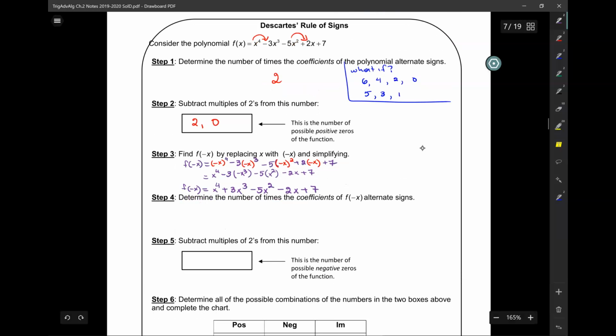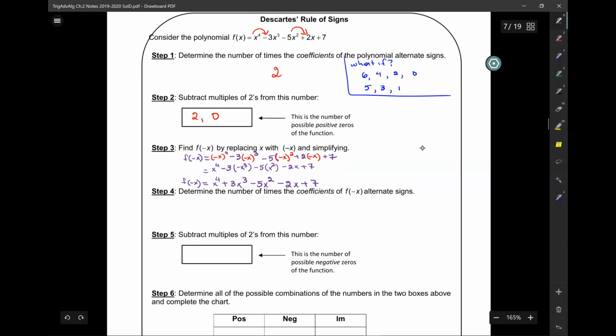Okay, so you know what? That was a little bit more work than I'm usually willing to put in. Okay, let's see if we can make that any quicker.